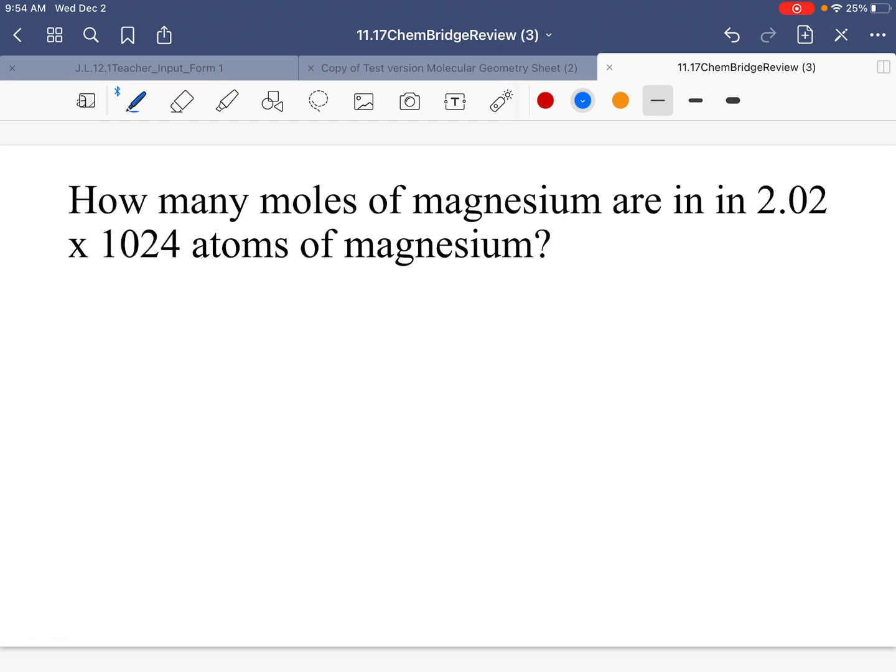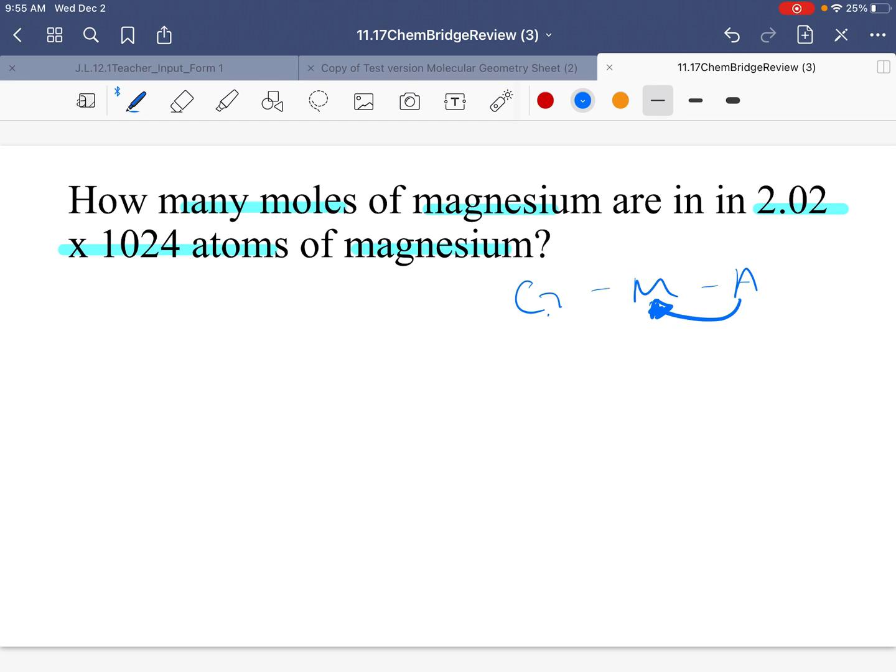Next, guys, these are one of my favorites. It's a little bit more like your simple grams, moles, atoms. So how many moles of magnesium are in 2.02 times 10 to the 24 atoms of magnesium? So if you remember, grams, moles, atoms, grandma, GMA, Good Morning America. We're going from atoms to moles.